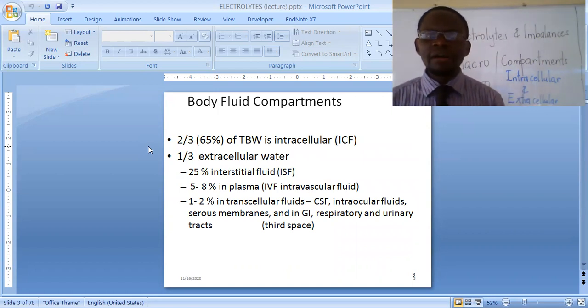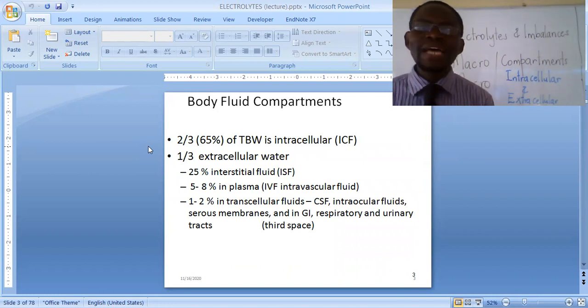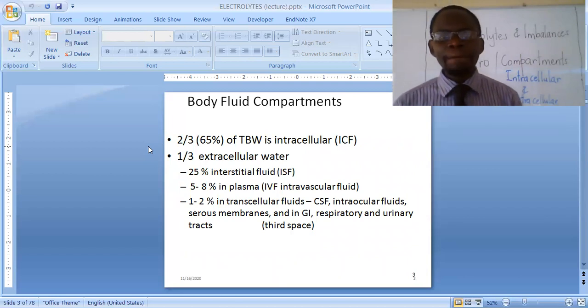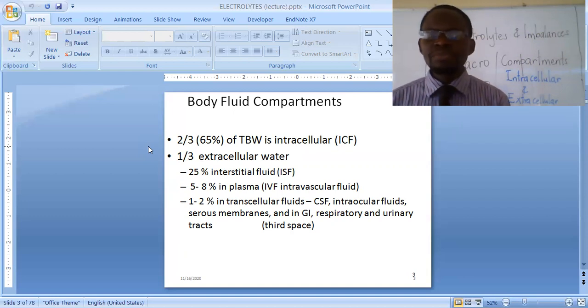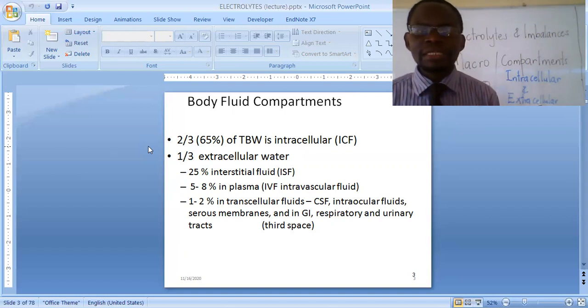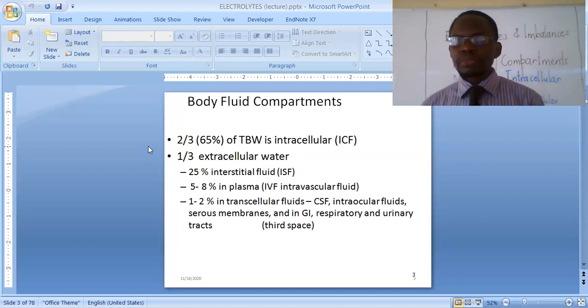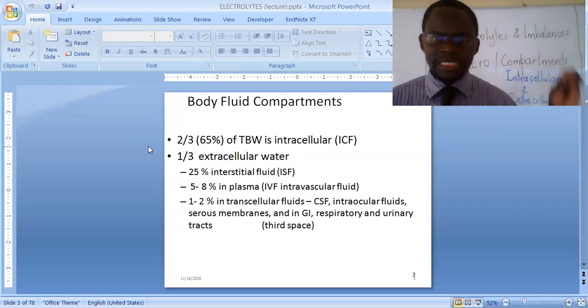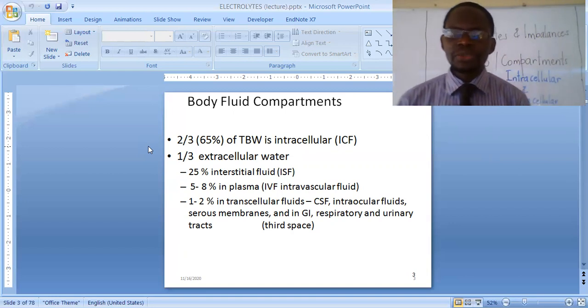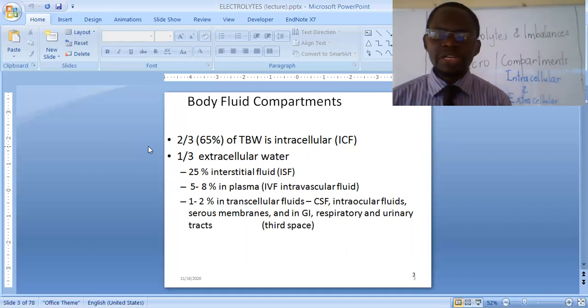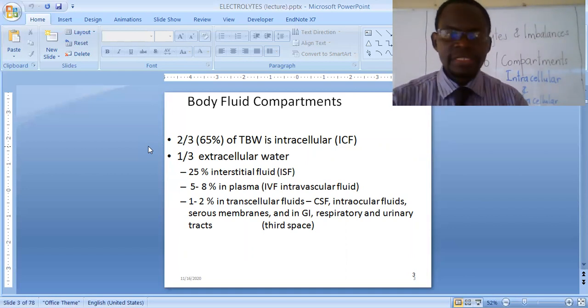Then we have 5 to 8% of the fluid within the vessels, what we refer to as intravascular. And then we have 1 to 2% in what we refer to as potential spaces, like cerebrospinal fluid, intraocular, serous membrane. So this is referred to as transcellular fluids. Yeah. But the point to take home here is that the intracellular takes a lot. In other words, it consumes more water compared to the extracellular. And when we talk about intracellular, we mean within the cell.